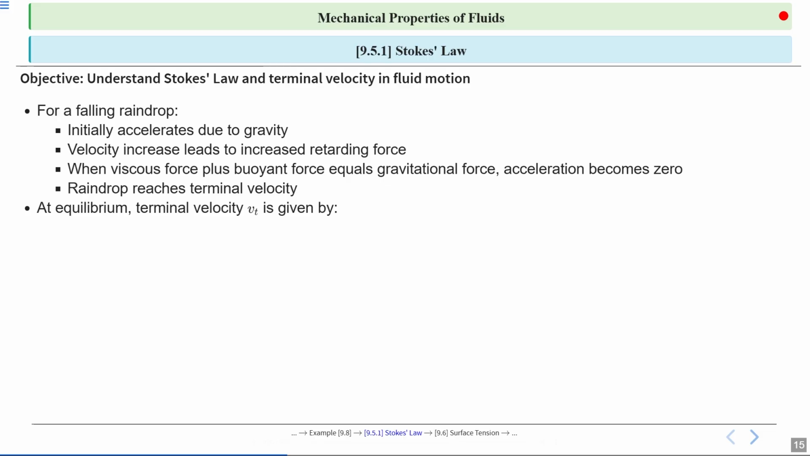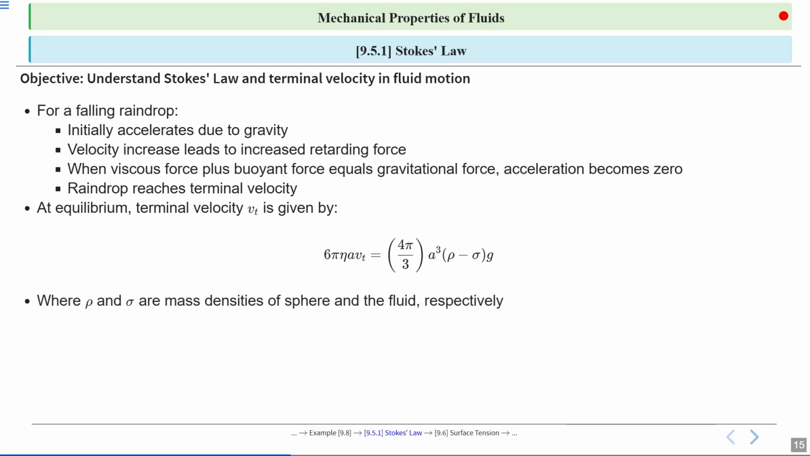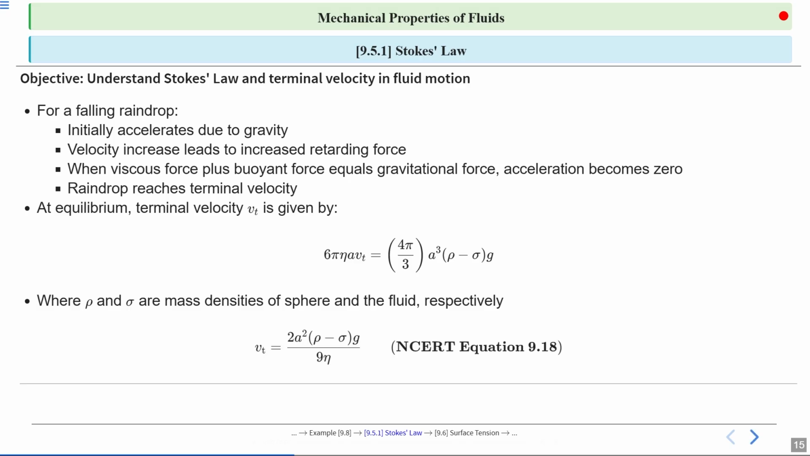At equilibrium, we can calculate the terminal velocity using a specific formula. So 6 pi eta a vt is equal to 4 pi divided by 3 a cube into rho minus sigma into g, where rho and sigma are mass densities of the sphere and the fluid respectively. Vt equal to 2a square into rho minus sigma into g divided by 9 eta.